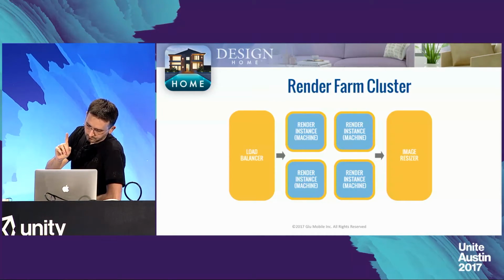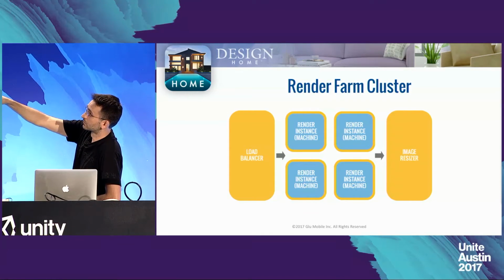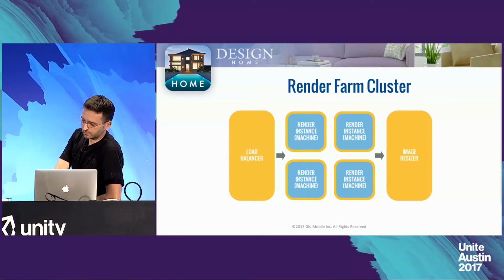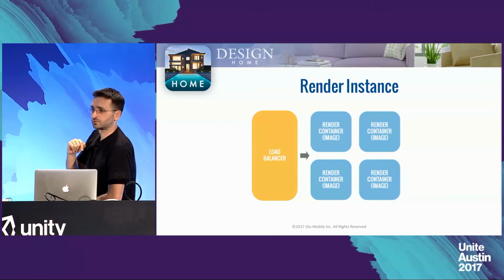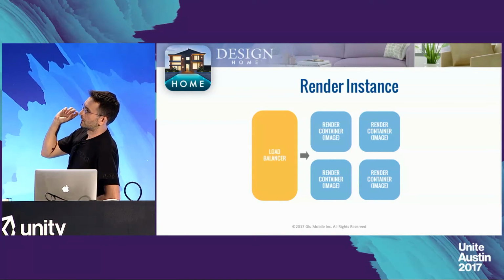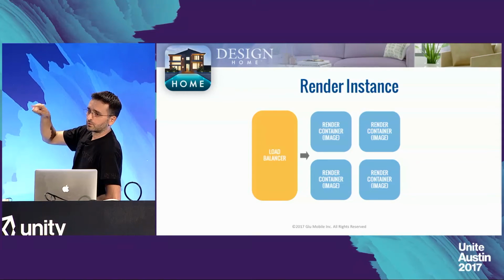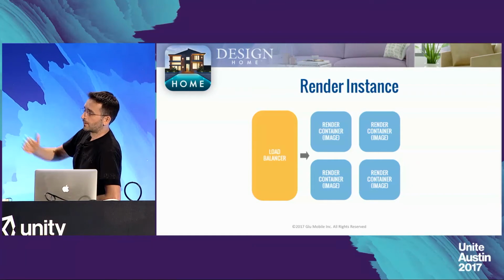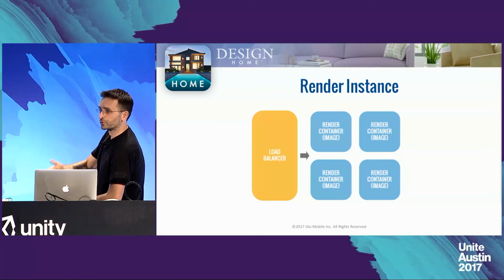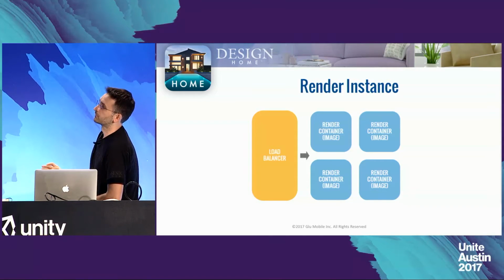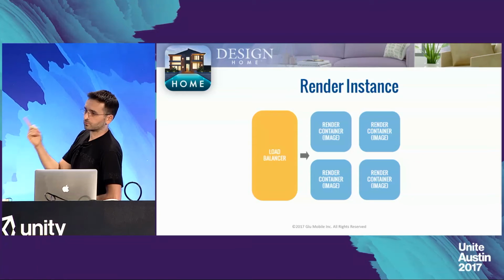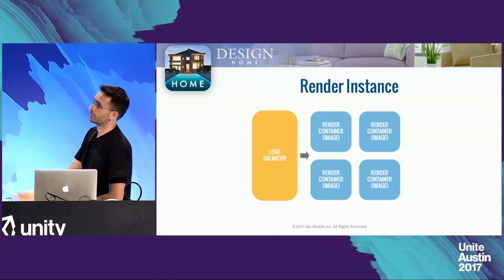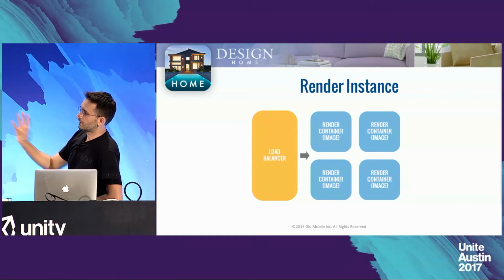So we're going to go into a render instance, and it's going to look a little familiar. It has another load balancer, and it has multiple containers. These are Docker containers running images of the game, which allows us to run multiple copies of the game on the same physical machine. The load balancer knows who's not busy, and says, OK, I'm going to send it to you. The image gets generated, and then it goes back up the chain.